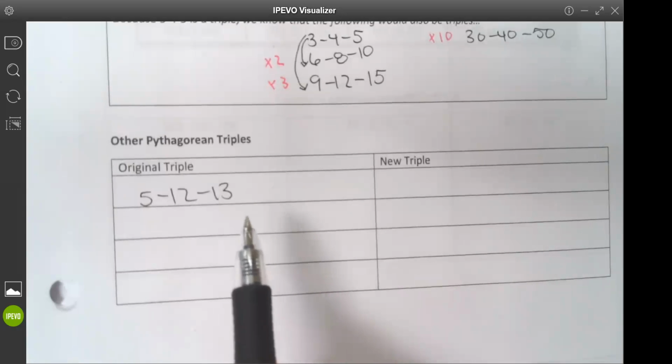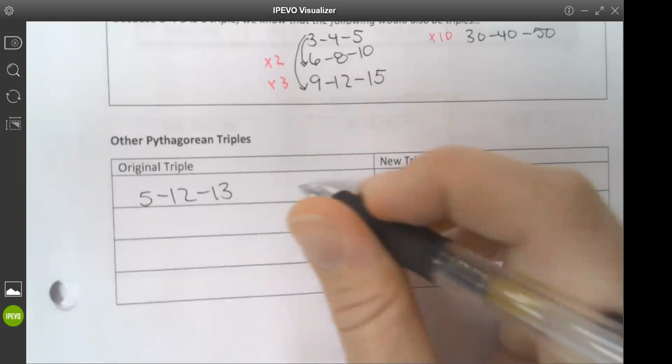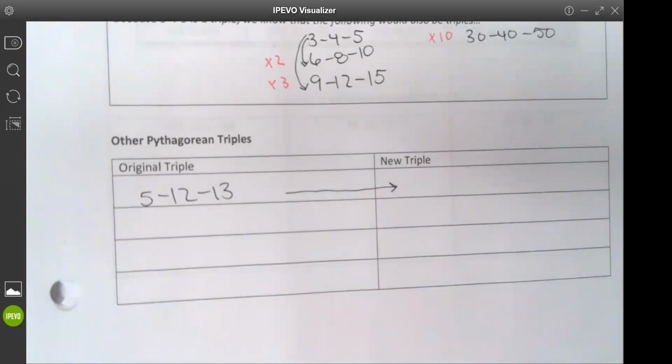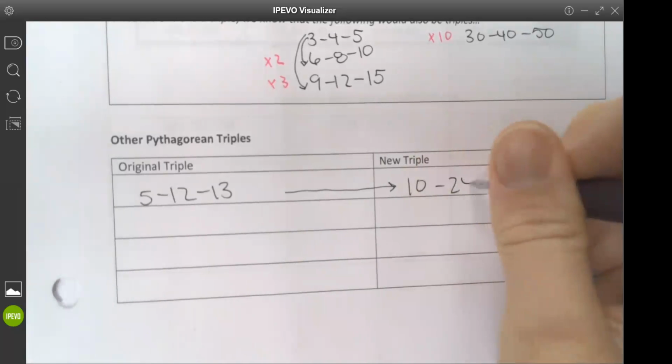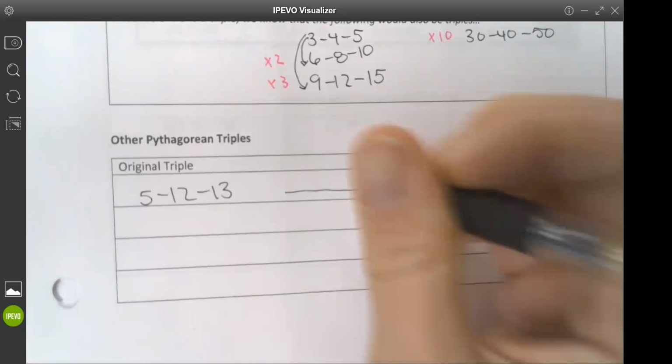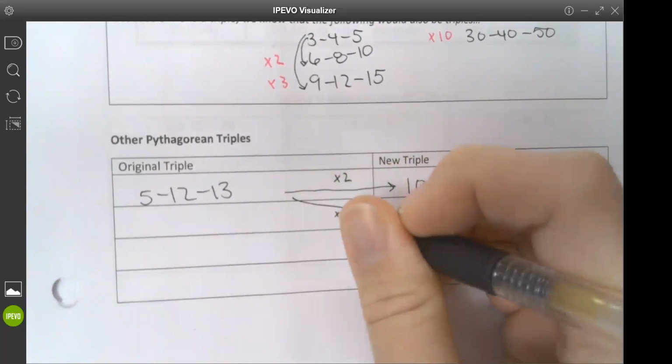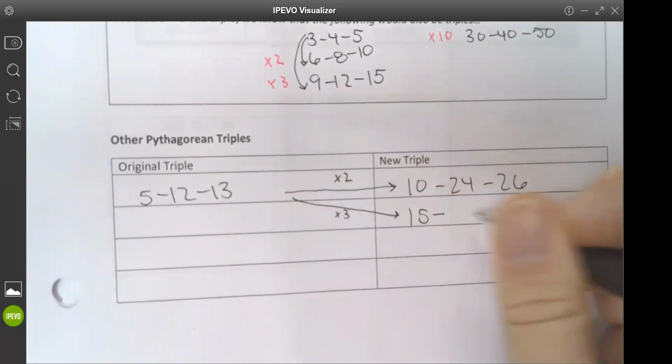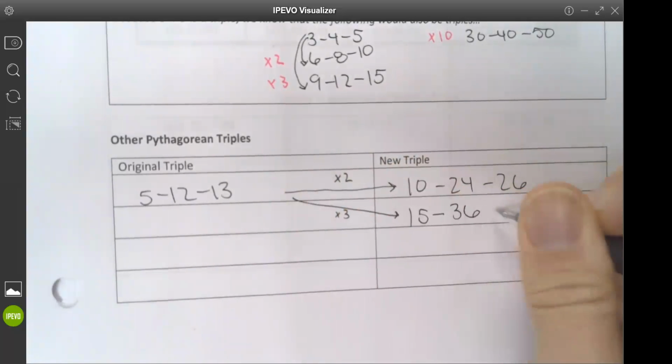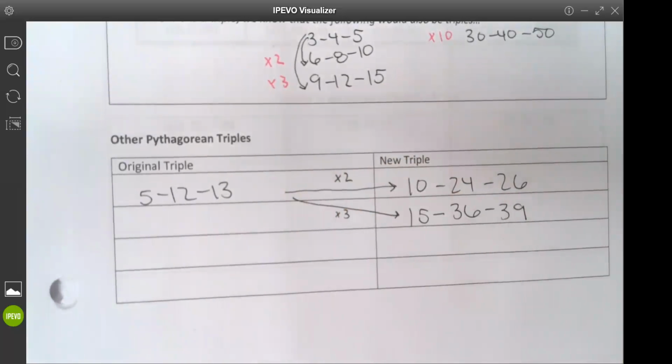If I know 5, 12, 13, if I have that memorized, what would be another triple based off of that one? What would be another triple based off of that triple? 10, 24, 26, good. And all we did there was multiply it by 2, or I could multiply it by 3 and say 15, 36, 39. Okay, that would also be a triple.